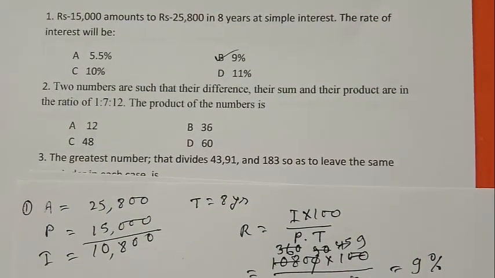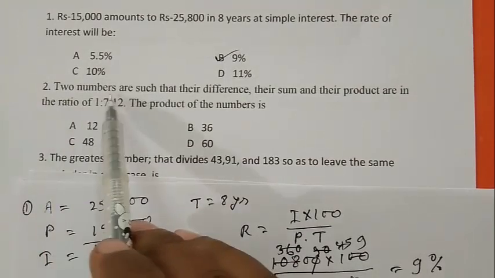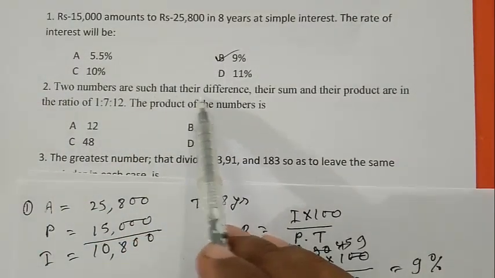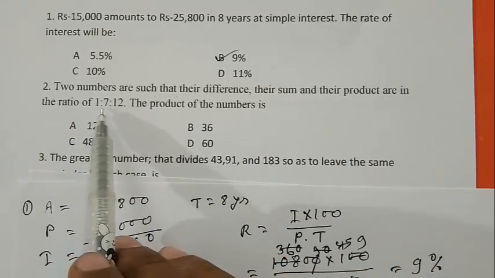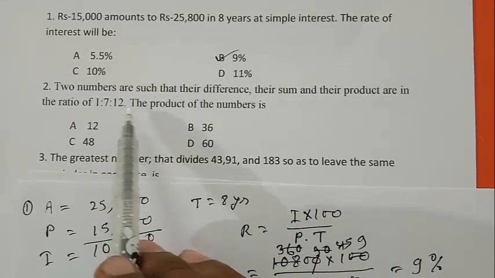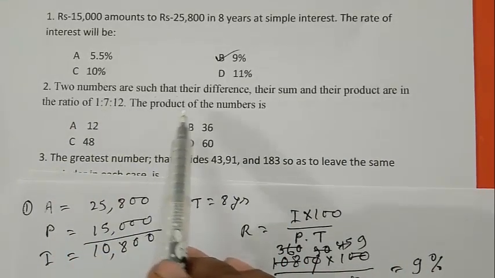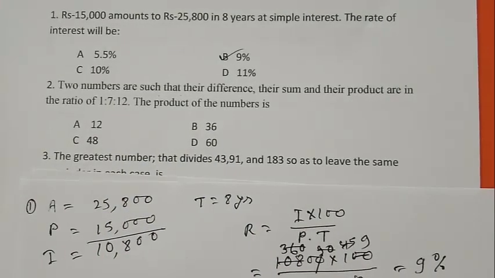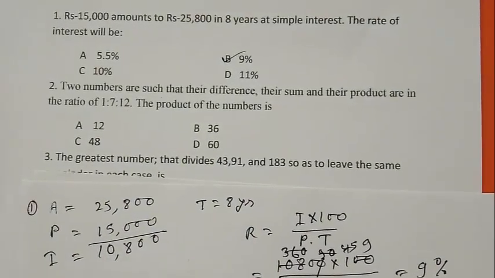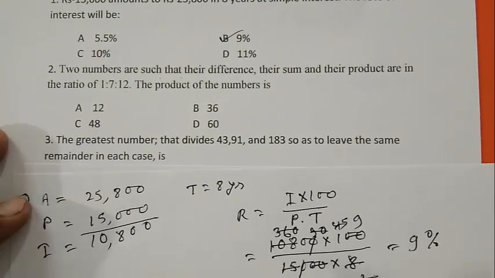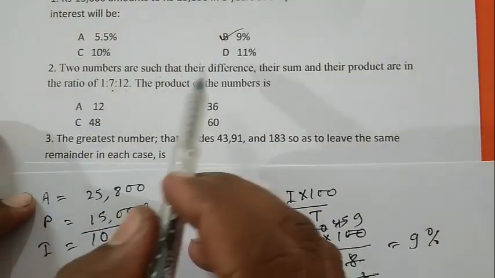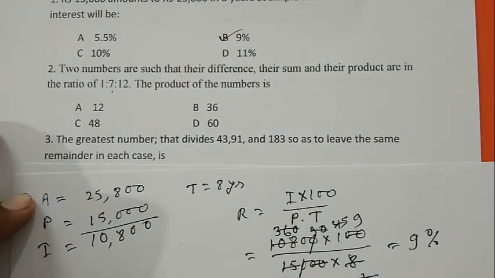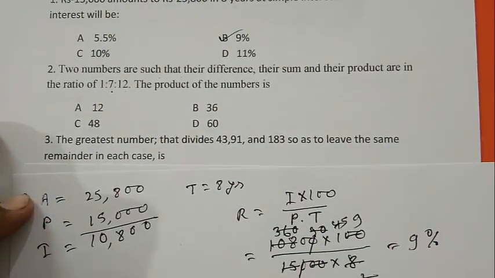Coming to the next question. Two numbers are such that their difference, their sum and their product are in the ratio 1:7:12. The product of the numbers is. So question number 2. Sum 7 and their difference 1. So we calculate the possible numbers.